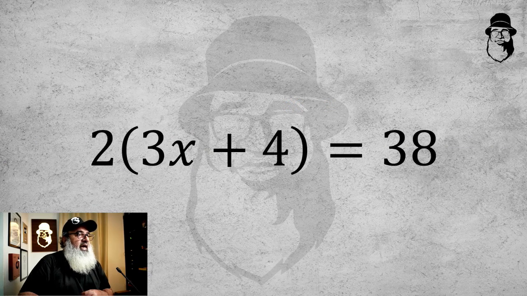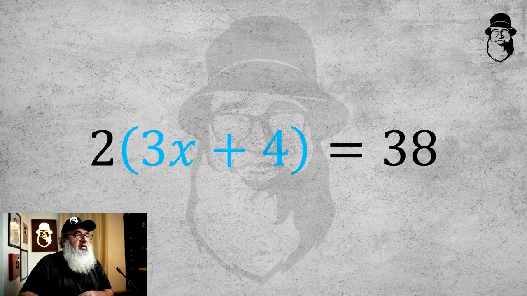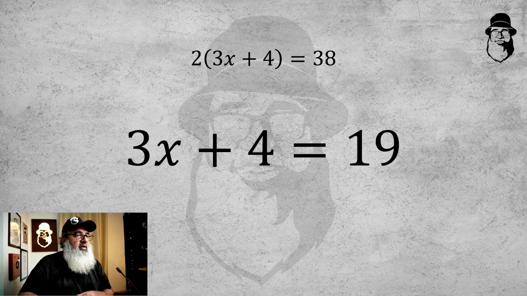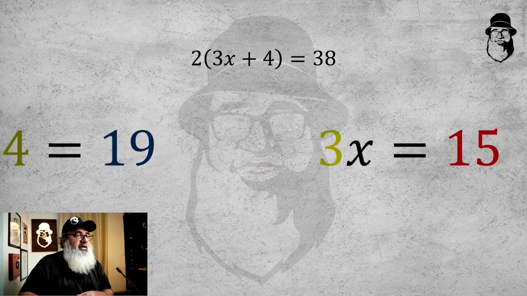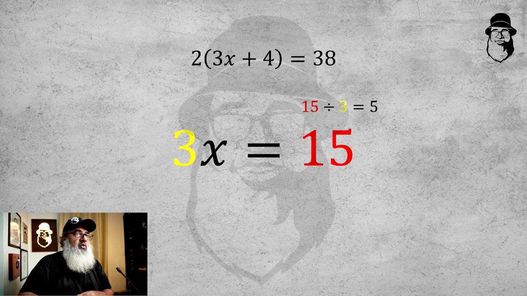To solve 2 times 3x plus 4 is equal to 38. The bracket here tells us that 3x plus 4 is being multiplied by the number outside the bracket, which is 2. So the left hand side is a product and we begin by dividing 38 by 2. This gives us 3x plus 4 is equal to 19, which is now a two-step equation. So 19 minus 4 is equal to 15 and 15 divided by 3 is equal to 5. So x is equal to 5.